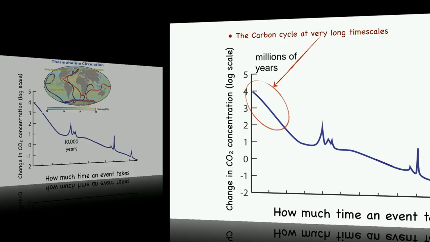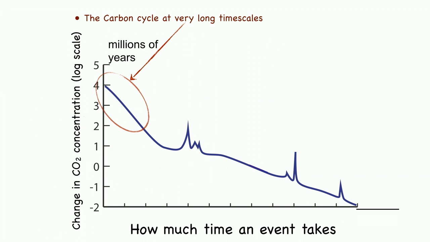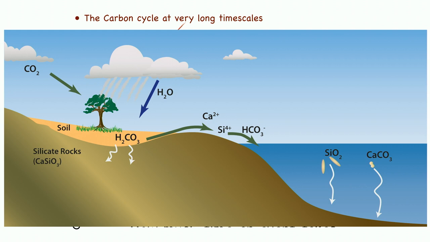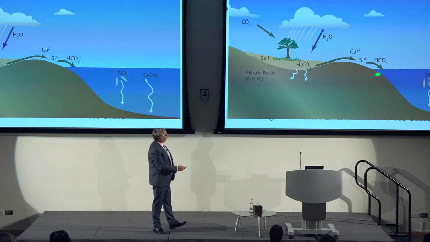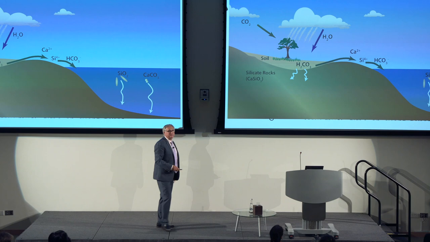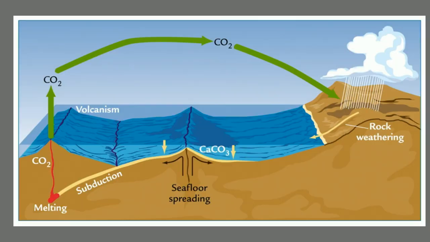Now we have this very large peak that takes a very long time scale. These are geological time scales. So what are the processes associated with that? Well, we start by taking CO2 in the atmosphere and reacting it with rainwater to produce carbonic acid. The carbonic acid dissolves the rocks on the surface and deposits into the ocean bicarbonate, calcium, and silicon ions. And they can be taken up by plant life in the form of, for example, shells and carried to the bottom of the ocean. So you have this process that looks something like this.